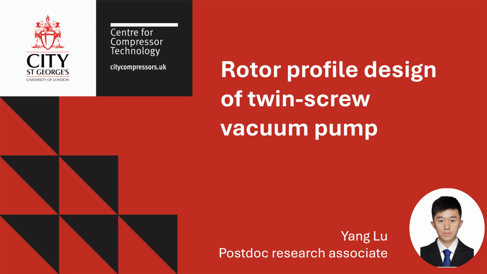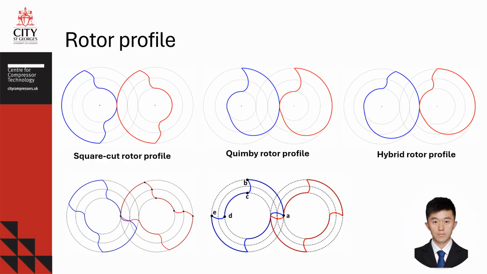Today we will be talking about the rotor profile design of twin-screw vacuum pump. In my previous lecture, I introduced the various rotor profiles, as shown on this slide. The design of rotor profiles plays a critical role in determining the efficiency and the performance of twin-screw vacuum pumps. These profiles differ from those used in twin-screw compressors and typically feature one or two loops. The rotor profile curve is specifically designed to enhance the volumetric flow rate and minimize the leakage. In today's lecture, I will guide you step by step through the process of designing a rotor profile.